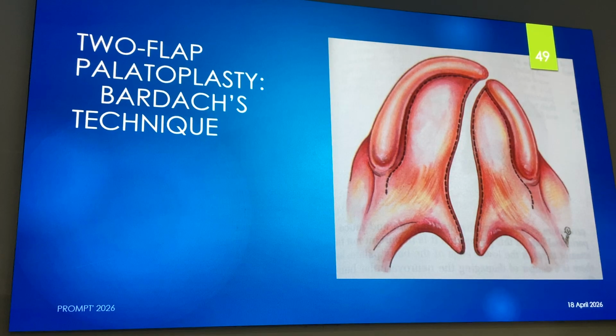So this is the two flap palatoplasty. This is currently the most popular technique for closing the cleft of the hard palate. Two flap palatoplasty is essentially a hard palate technique. It's to close the hard palate. So what technique is used to close the soft palate? We'll discuss it as we go.